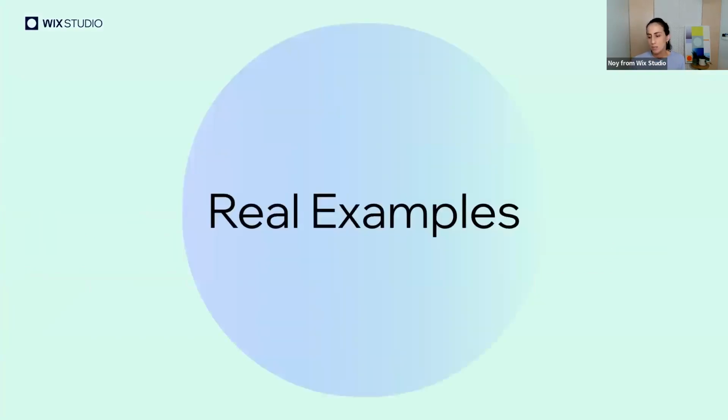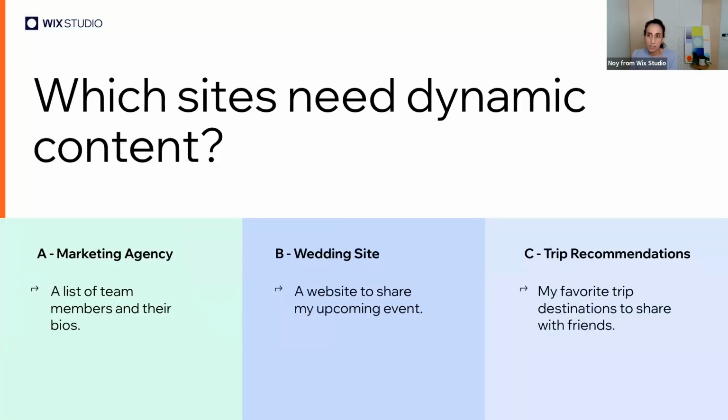So let's see some real examples to understand what we can do with it. We can do a small exercise now. We have 3 sites here. Let's try to think which site needs dynamic content. The first site is a marketing agency that wants to list their team members and their bios. The second site is a wedding site, a website for my event that I want to share with my friends and family. And the third one is trip recommendations, where I want to list my favorite trip destinations and share them with my friends.